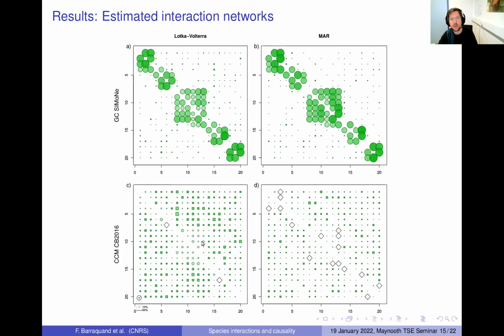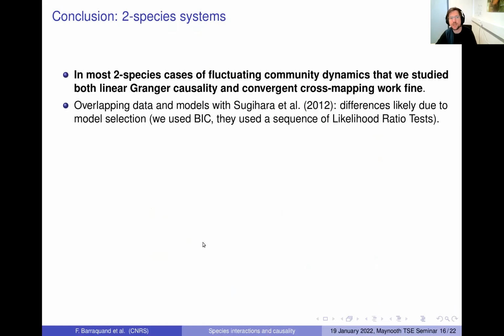So just to conclude on 2 species systems: in most two species cases of fluctuating community dynamics, we find that both linear Granger causality and convergent cross-mapping are working fine. This was a little bit surprising because this paper by Sugihara really suggested that Granger causality wouldn't be working at all. So I was skeptical that it wouldn't be working at all, but I did not suspect that it would work equally well. That was really surprising.